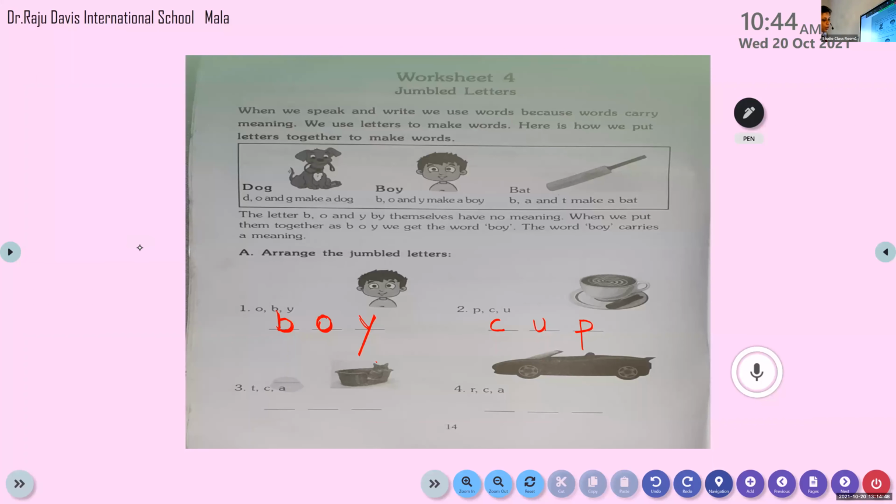Okay. So here we have the next picture. What's the picture here? Can you see a cat picture? Yes, cat. What's the correct spelling of the word cat? C-A-T, cat. Yes, C-A-T. So we are familiar with all these words. C-A-T, cat. Please do write it.